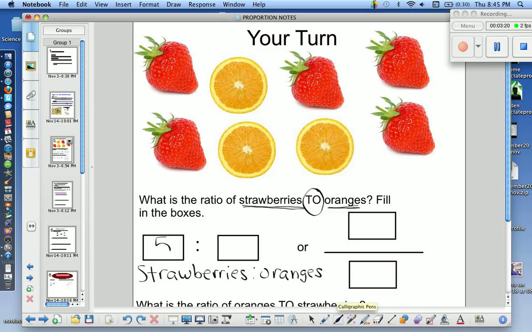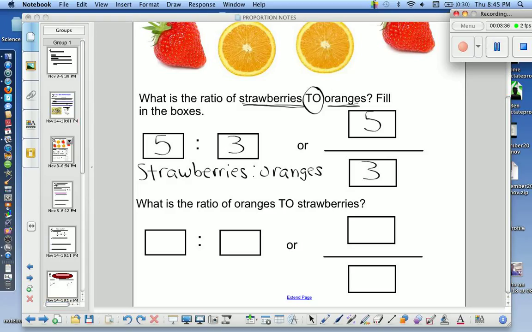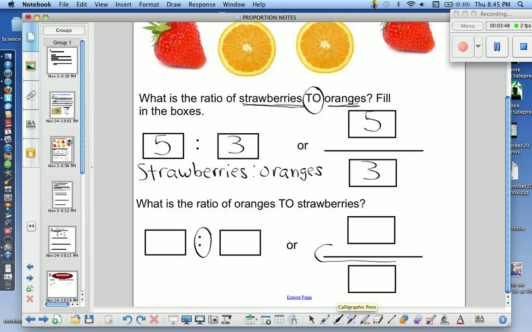So you should have 5. There are 5 strawberries to the 3 oranges, and we also have 5 over 3. They mean the same thing. They both express a ratio. Go ahead and pause the video. Now we want oranges to strawberries. What is the ratio of oranges to strawberries? Again, we can express it with a colon, we can express it with a fraction bar, and the word "to" here. They all mean ratio. So go ahead and try that on your own, and then we'll check it with my work.